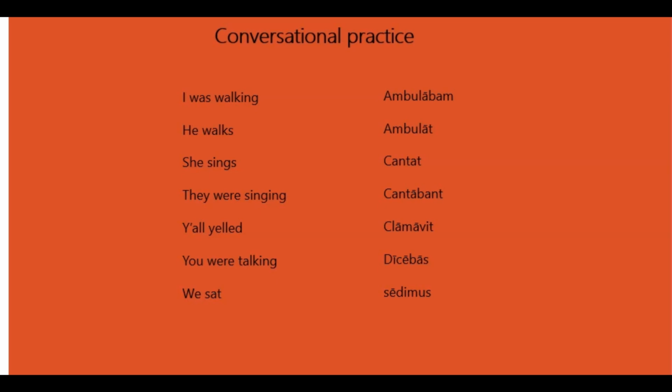So if I say I was walking, they've got to tell me ambulabam. Make sure that it's in the imperfect. He walks, ambulat, is in the present. So we just do a lot of that, and then we build up little simple sentences. This helps them to really internalize the differences of the words.